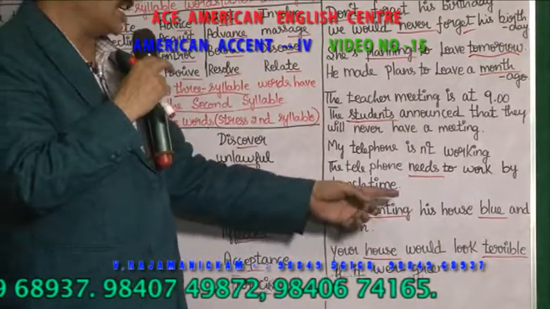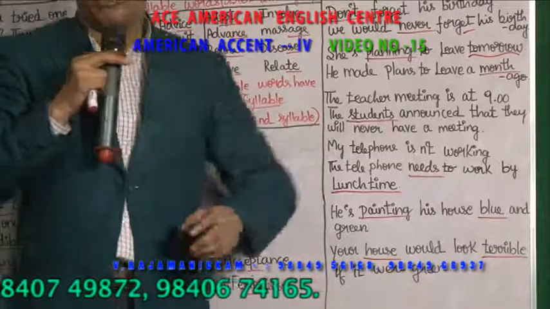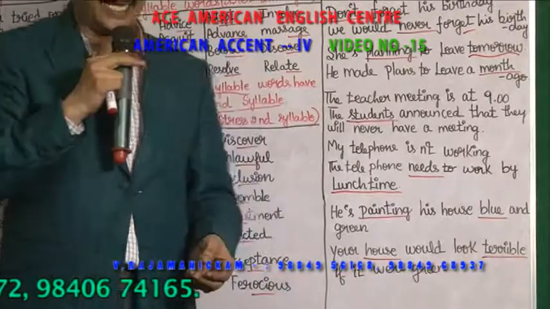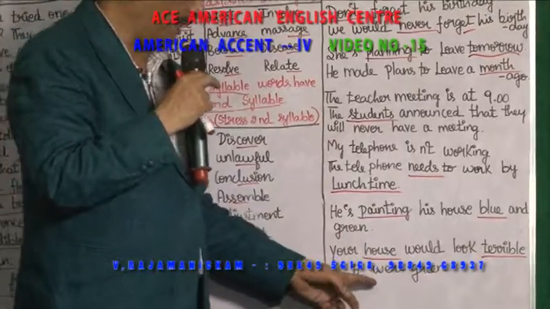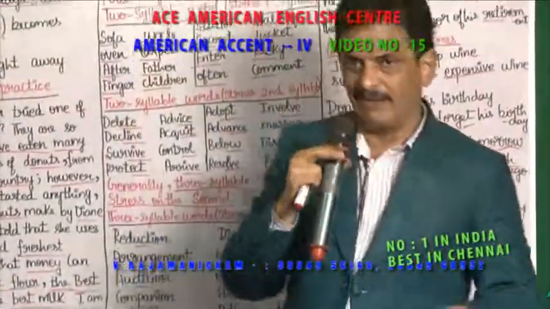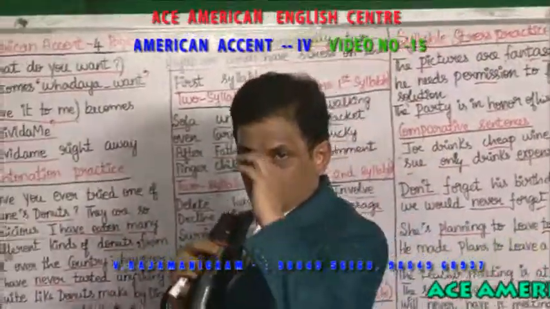He is painting his house blue and green. அவனுடைய வீட்டை நீலமும் பச்சையுமாக அவன் பெயிண்ட் அடித்து கொண்டிருக்கிறான். Your house will look terrible if it were green. உன்னுடைய வீடு கிரீனாக இருந்தால் படு மோசமாக இருக்கும்.